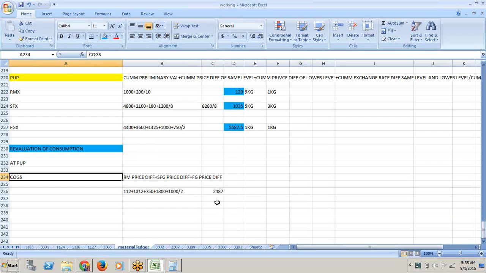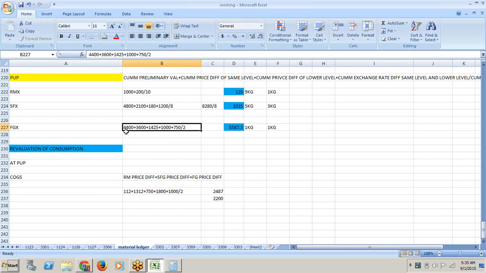Earlier it is 2200. This is preliminary valuation. 4400 is for 2 kgs. Now 2200 is for 1 kg. So the total COGS will be this one. 4687 is the total COGS. This is how it will be calculated.